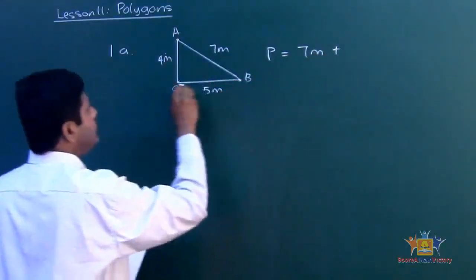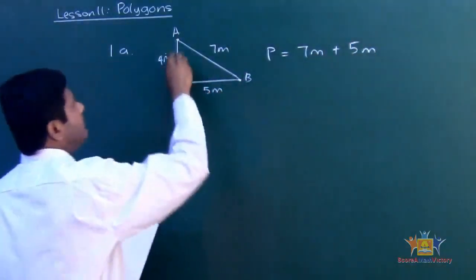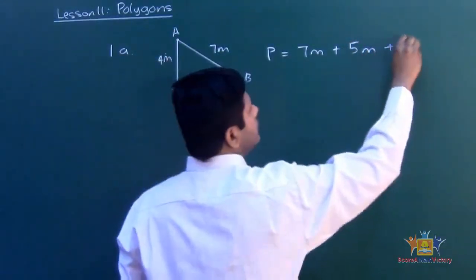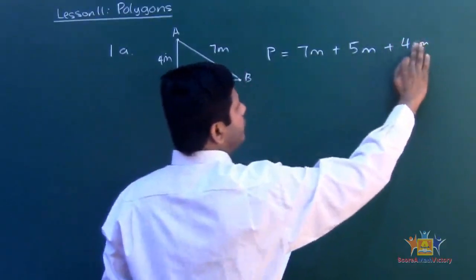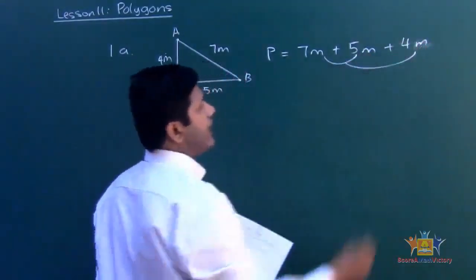And then B to C is 5 meters. And then C back to where we started, A, is 4 meters. Okay? So now we're going to add them. We're going to use the pairing method, okay? So we're going to add this first, and then we're going to add with that one.